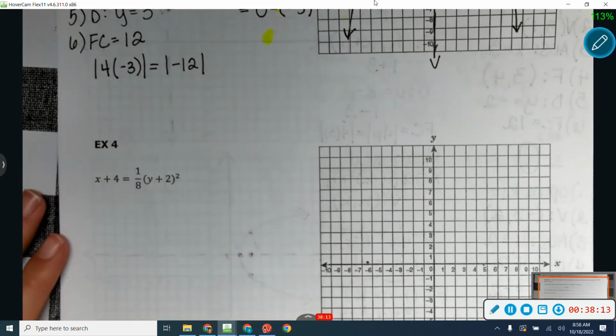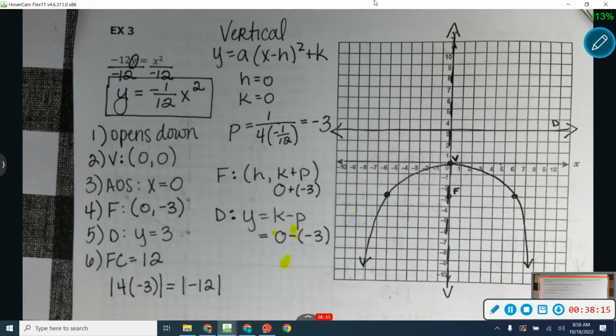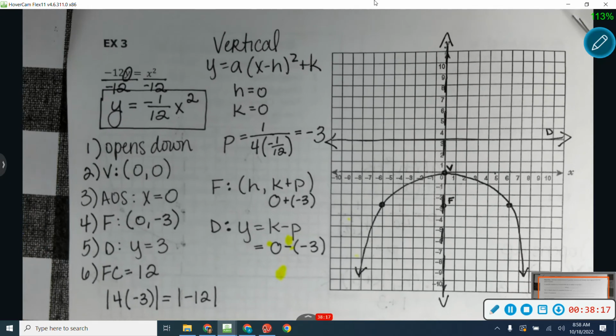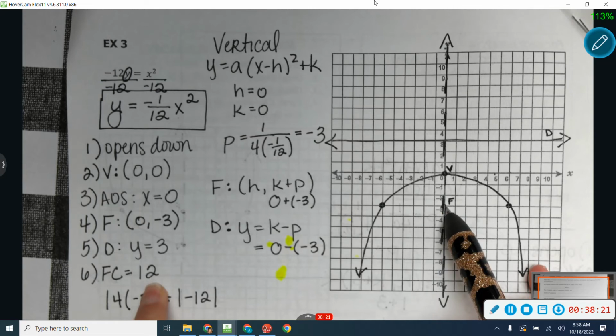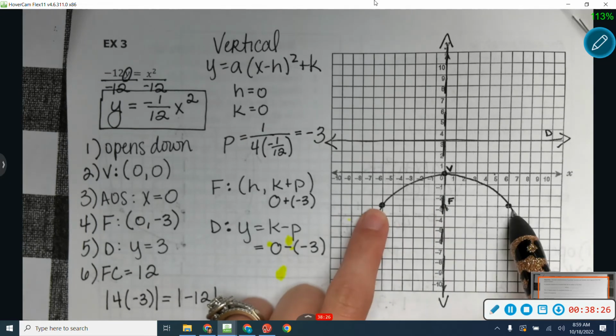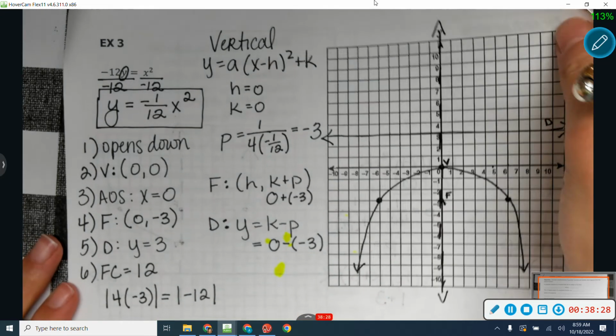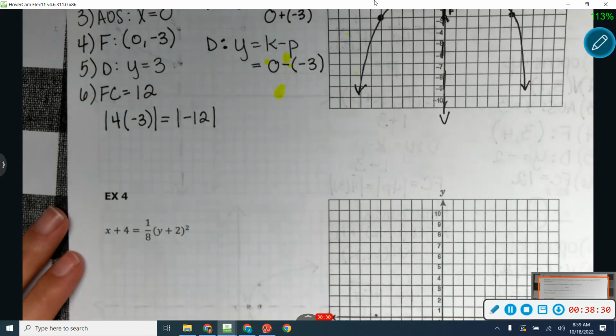Do y'all want to try example 4 on your own? Yes. Okay, so I start with my focus. My focal chord is 12, so I half that. And so I'm going to go left 6 and right 6. Okay. Y'all want to try example 4 or y'all want me to do it? Okay.